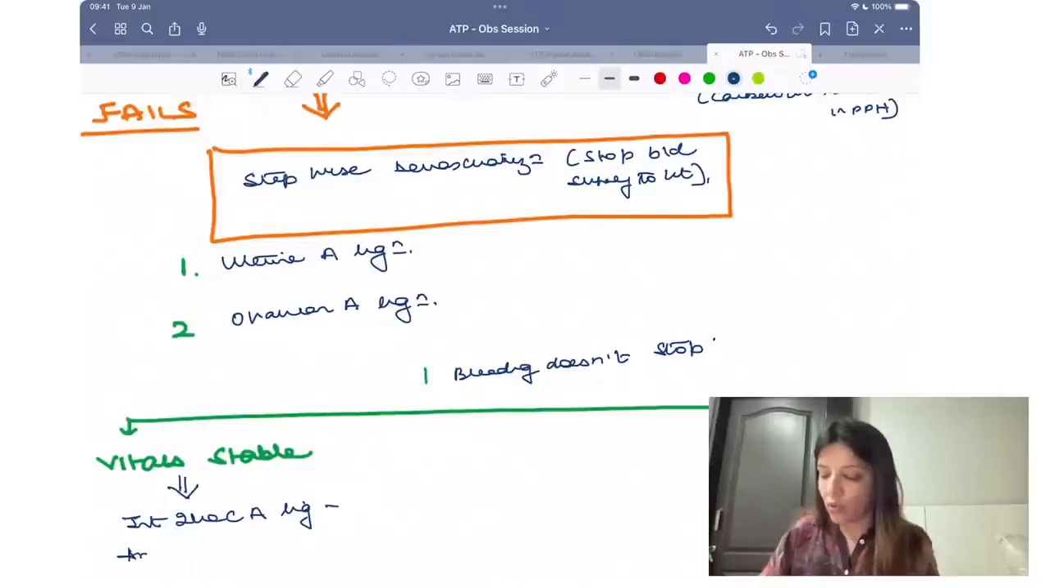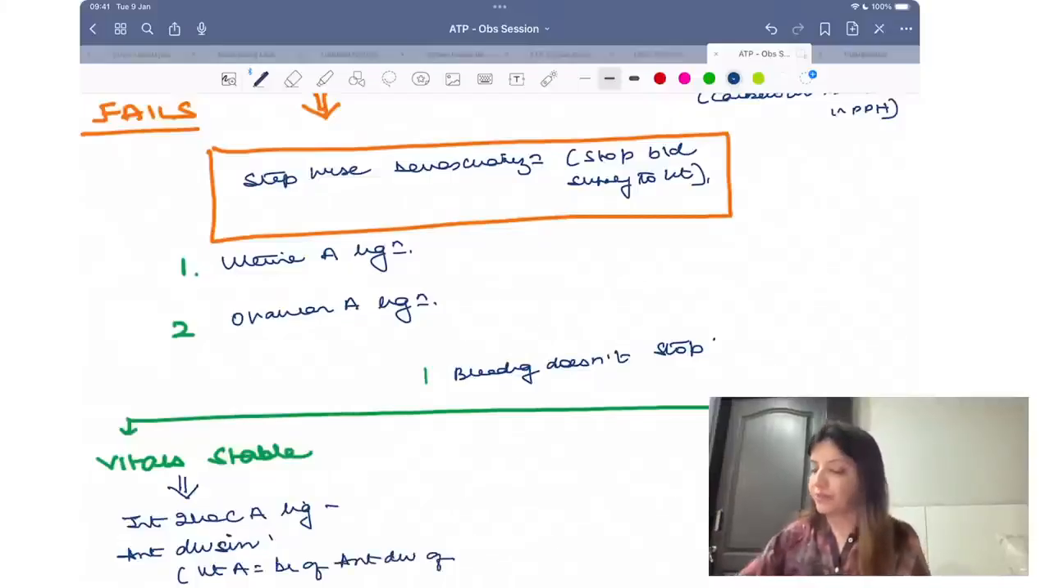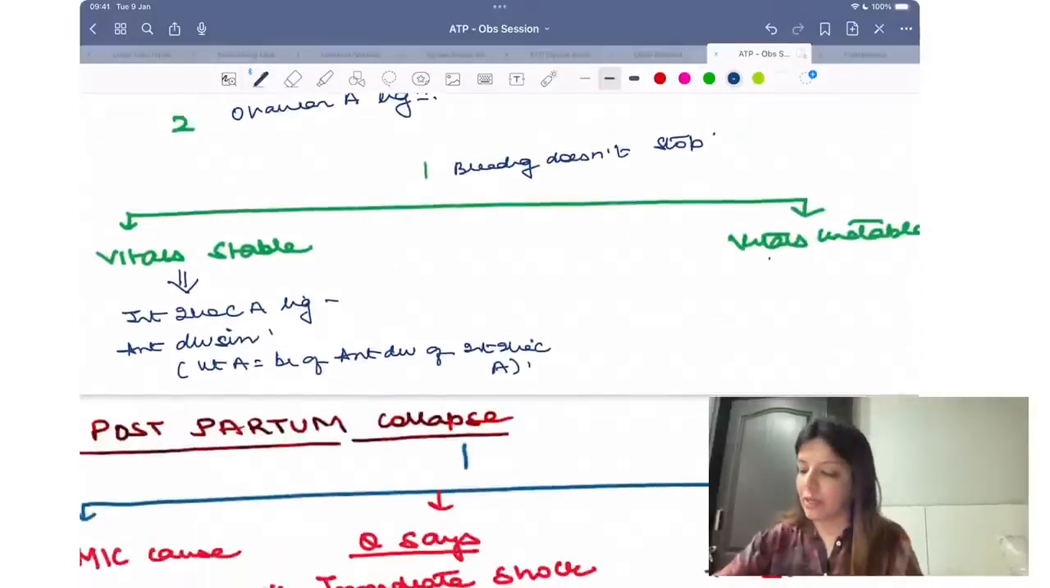Not the entire artery, only the anterior division. The ligation of the anterior division of internal iliac artery. Why the anterior division of internal iliac artery? Because uterine artery is a branch of the anterior division of internal iliac artery. Right? But if the vitals of my patient are unstable, I will immediately take her up for hysterectomy.